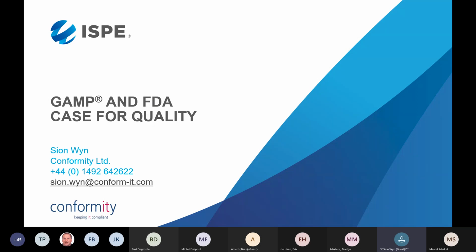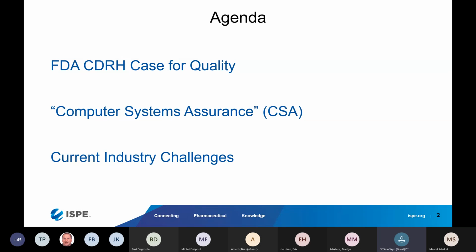So yes, the topics today are the FDA Case for Quality initiative, in particular those aspects to do with computer software assurance, and of course, very importantly, the relationship with the GAMP worldwide initiative. I'll start off with a little bit of background on the FDA Center for Devices and Radiological Health Case for Quality initiative, because I think knowing the background is important. Then I'll say some words about this idea of computer systems assurance, this phrase that is being mentioned a lot, and then finish off with some current industry challenges, which I think are very closely related to what the FDA themselves have spotted.